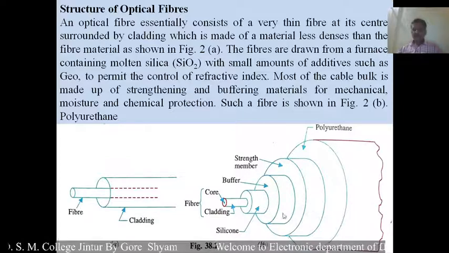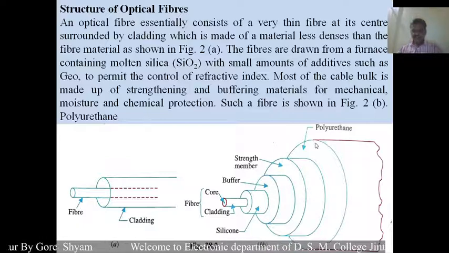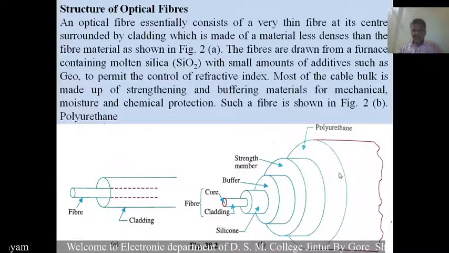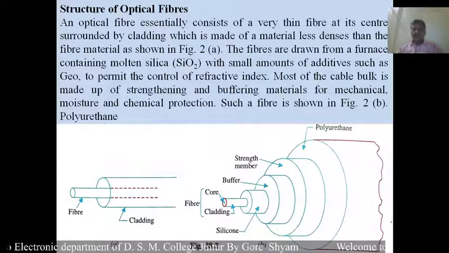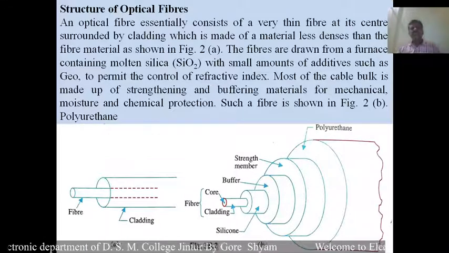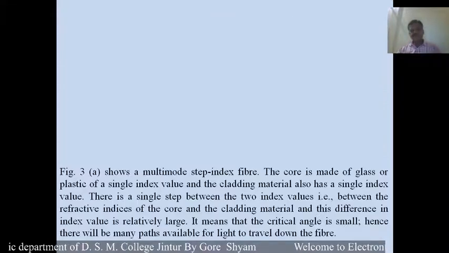And most cables are like this. This is the core, this is the cladding, this is the buffer layer, this is the strength membrane, this is the polyethylene. In this way the optical fiber is protected by many layers. Okay, and these layers protect the optical fiber from moisture and chemicals. So this is the structure of the optical fiber.